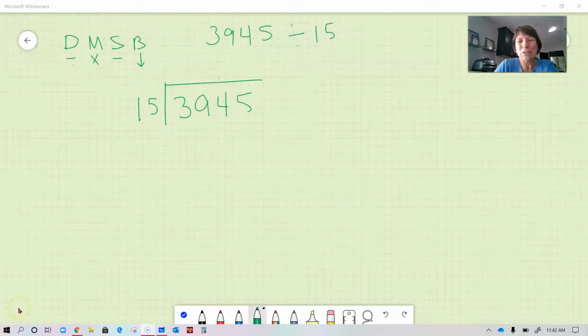We are going to review how to do long division today in preparation for a quiz. The problem that we have here today is 3,945 divided by 15. Notice that when I set that up with the division house, I put the first number in the house and the second number out of the house.